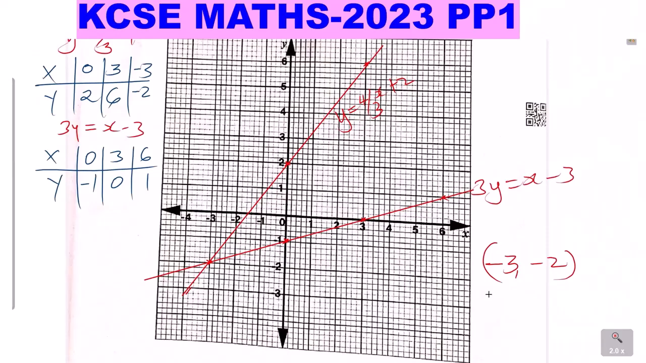So in this case, the x coordinate is -3 and y is -2. So these are the solutions. That is how you solve simultaneous equations graphically, by simply drawing the lines and getting the point of intersection. The coordinates of the point of intersection give the solution.